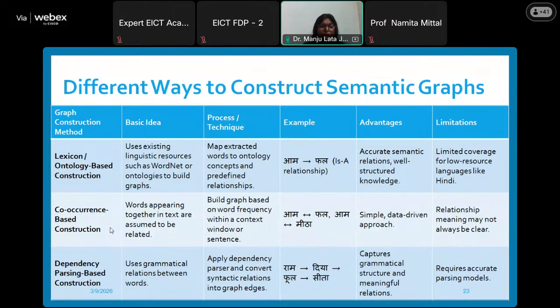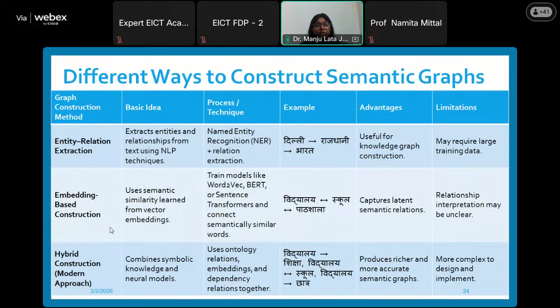Dependency parsing based constructions are basically used for syntactic parsing, to establish grammatical relations between the terms. Apply dependency parsers, for example Ram, and the different terms are linked with each other syntactically or grammatically. It captures grammatical structures and requires accurate parsing models for that. Apart from that, entity relationship extraction models are there.